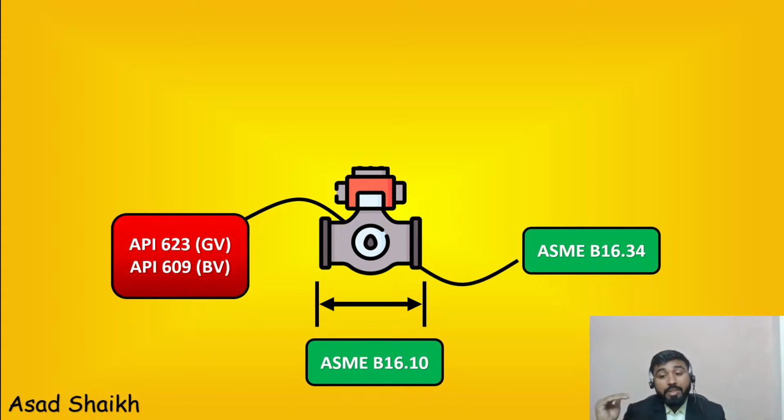If you have specified 16.34 but your client wants it to be an API valve, which is usually for the petroleum and the oil and gas industry, you need to specifically mention to the vendor that you need a valve which is manufactured as per the API standard as well. It will not be covered under ASME. For example, the stem thickness for a globe valve is higher, so those things have to be definitely taken care of.